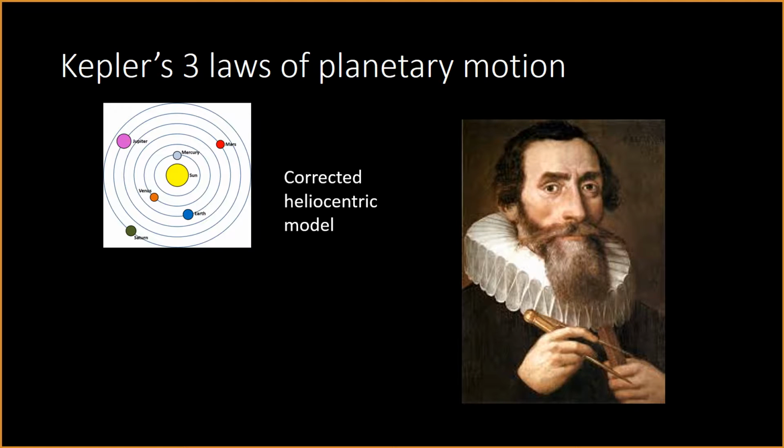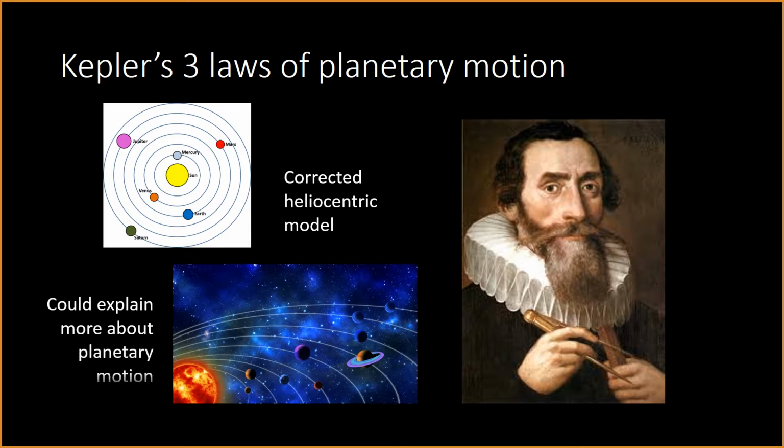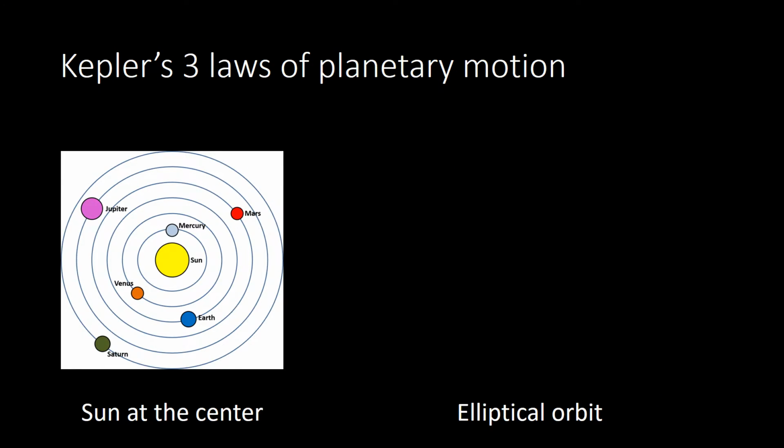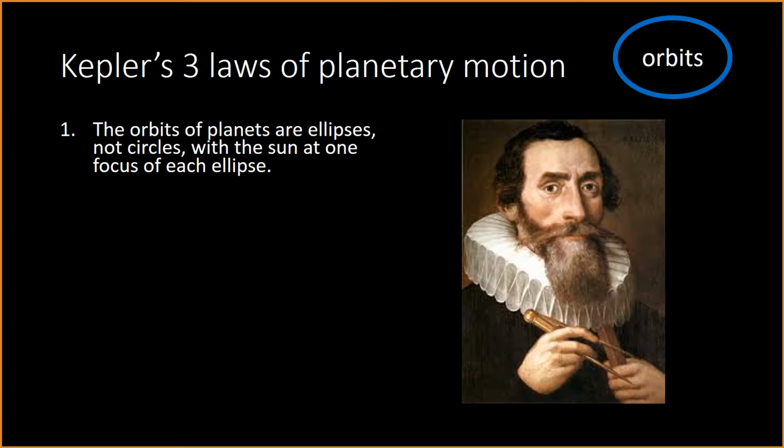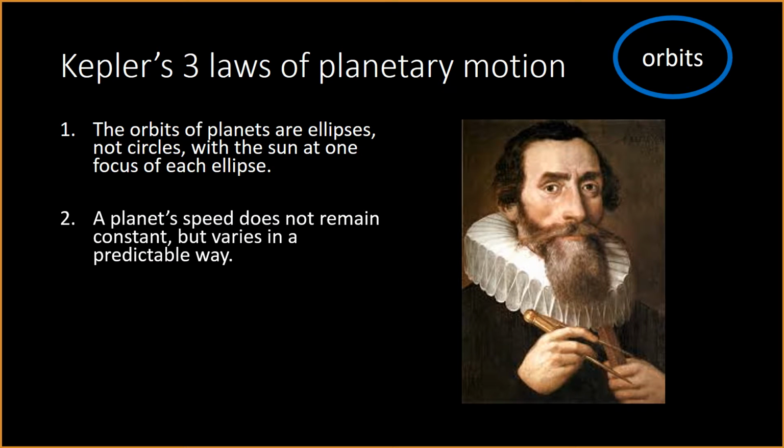Using the large amounts of recently collected data, Kepler created an astronomical model that provided the needed correction to the heliocentric model and could explain more about planetary motion than ever before. Like Copernicus, Kepler thought the sun is in the center, but unlike previous scientists, Kepler recognized that the shape of the orbit is elliptical, not circular. This became Kepler's first law, and it required that they abandon the Greek idea that circles were perfect. His second law states that a planet's speed does not remain constant, but varies in a predictable way.